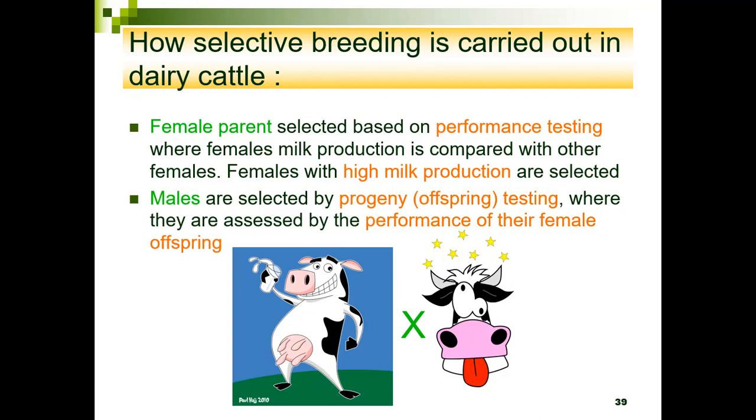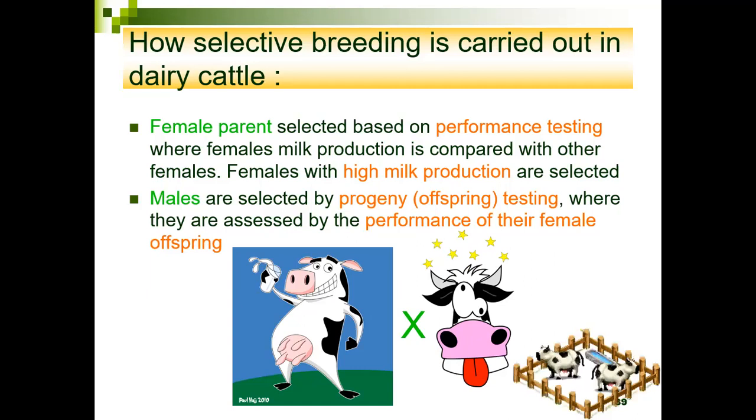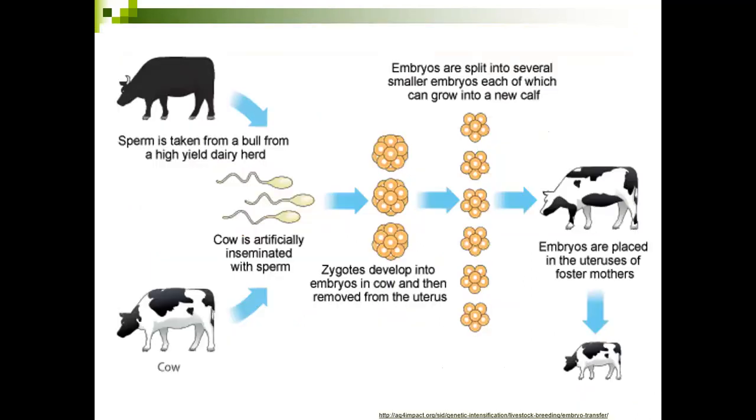Then we cross both the superior cow and the bull to produce the offspring. Then after we produce the offspring, we have to select them. So how do we cross them? Of course, to cross animals, we need the sperm and we need the egg, right? So for the bull, we actually collect the sperm from the bull, and then we artificially introduce the sperm into the uterus of the female. So this process is called artificial insemination. That means we inject the semen collected from the superior bull into the superior cow.